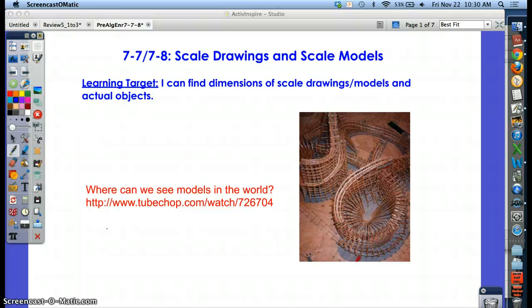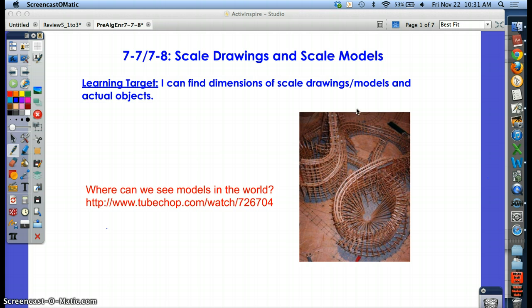So in this whole chapter, we've been talking about ratios and proportions, and those are a really big part of scale models and drawings. So we're going to focus today on finding dimensions of scale drawings and models, and also of actual objects. Who uses scale models and drawings?